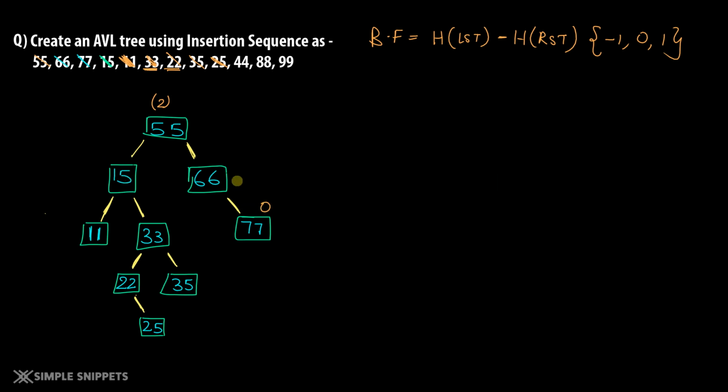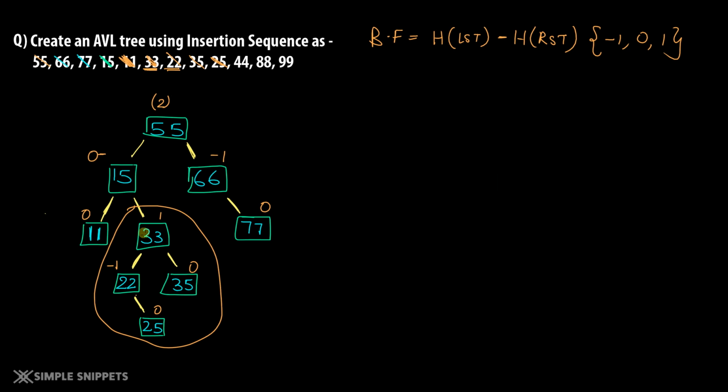Let's calculate it for the other nodes also. For 77 it is 0, for 66 it is as it is, -1, for 11 it is 0, for 25 it's going to be 0, for 35 it's going to be 0, for 22 it's going to be -1, for 33 it's going to be 1 because the left subtree, which has 2 nodes, has height 1, minus the right subtree, which is 35, so height 0. So 1 minus 0 gives you 1. So for 15, what is the height of the left subtree? For 15, we have only one node in the left subtree, so the height is going to be 0. Minus, for 15, what is there in the right subtree?